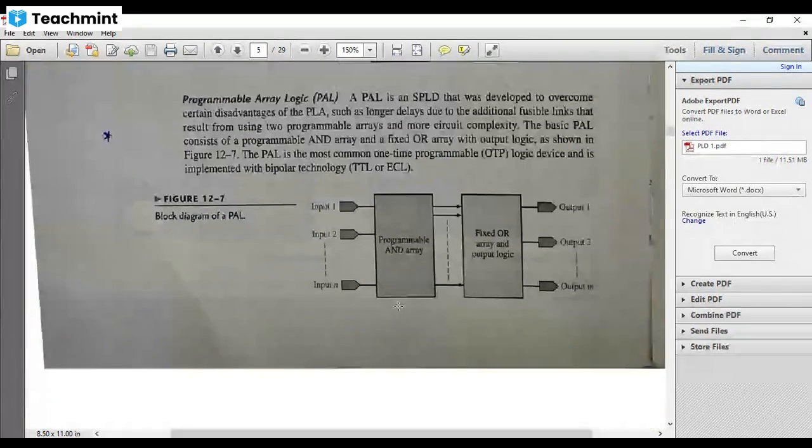In this programmable array logic, towards the input side the programmable AND array is there, and towards the output side, unlike the previous example with a programmable OR array, it is a fixed OR array along with some output logic. The output array is fixed. It is not programmable, but it has some output logic, and the designer has to choose the logical outputs depending upon his need. So this flexibility is here.